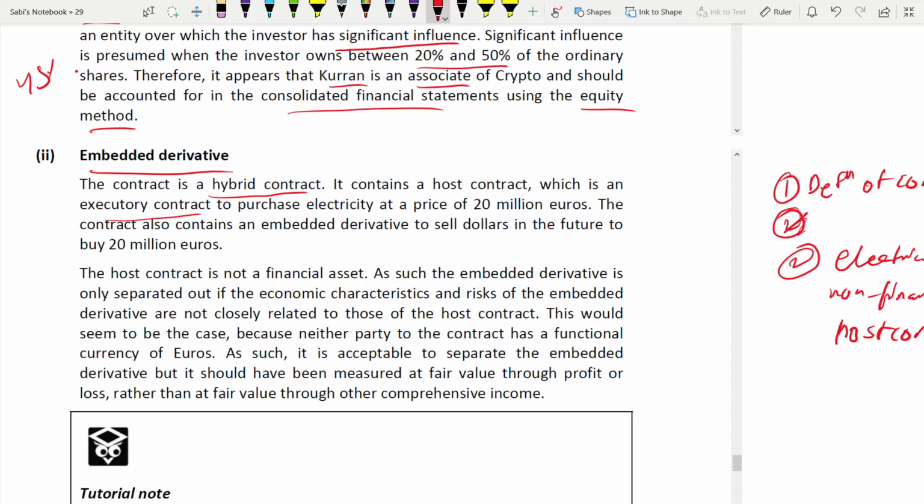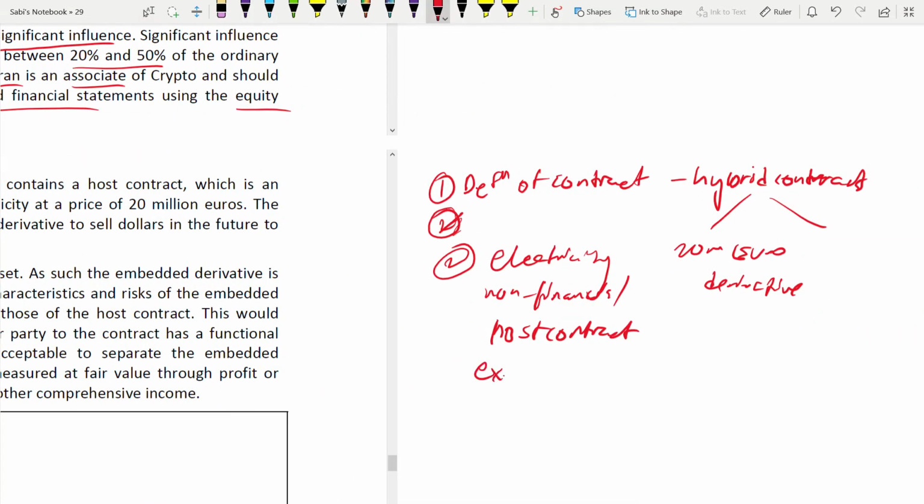Okay, to purchase electricity at the price of 20 million euros. So another word, let me write it as executory contract. Usually such types of contracts are executory contracts only.